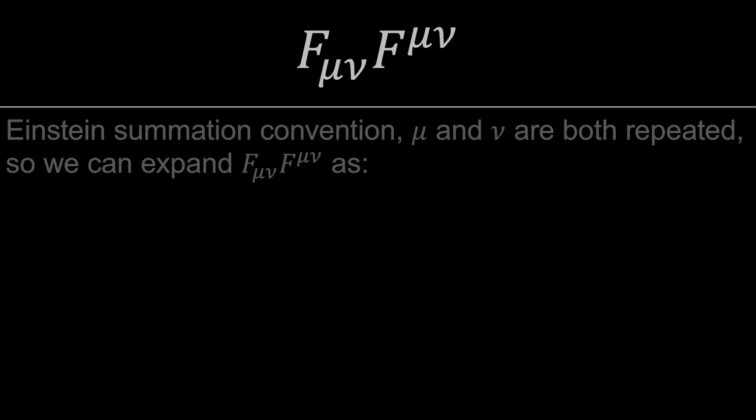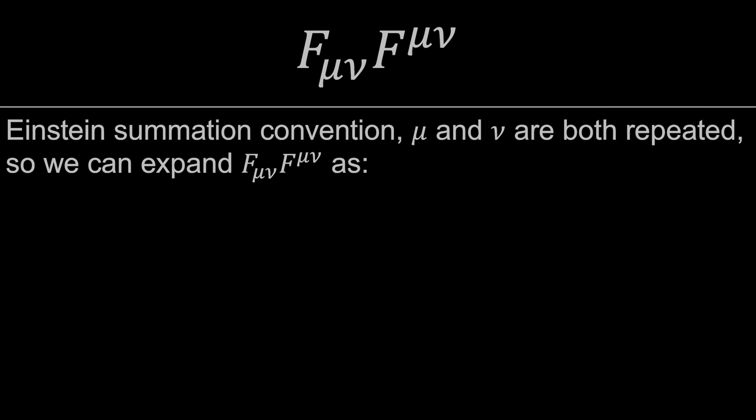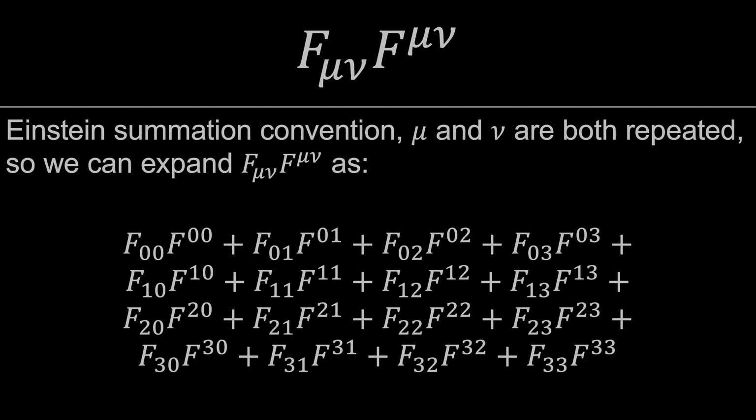Okay, so now that we've seen the tensor F^{μν}, let me tell you about the scalar quantity F_{μν}F^{μν}. This is like the magnitude squared of the Faraday tensor, and it is a very important ingredient in the Lagrangian of quantum electrodynamics. To understand what this is, the first thing we have to do is recognize that we're using the Einstein summation convention, and because mu and nu are both repeated, they're both summed over, so this is actually a sum over 16 terms, one for each possibility of mu and nu.